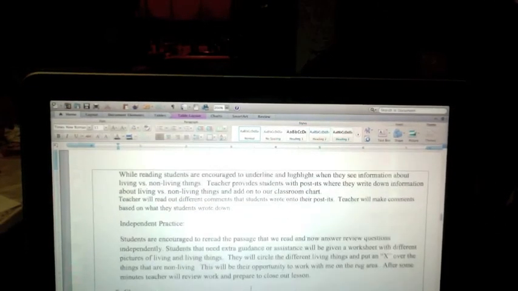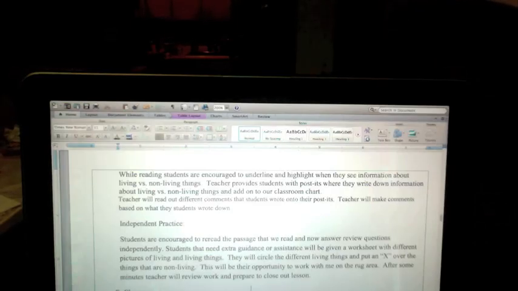So moving along to my independent practice, students are encouraged to reread the passage that we just read. And now at the bottom of that passage would be some review questions. For my students that I believe can do this by themselves, this is a chance for them to have a little time to reread it on their own, just in case they missed anything or there's something that they didn't quite understand. They can do so independently.